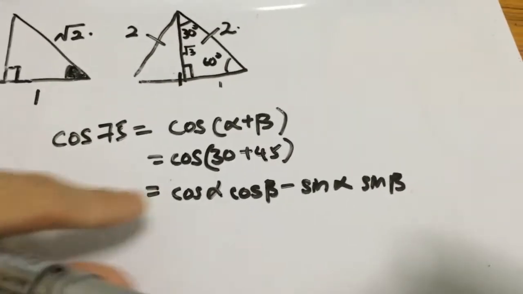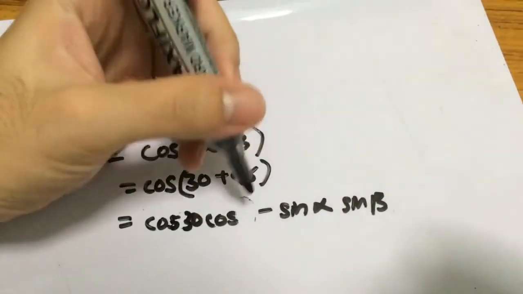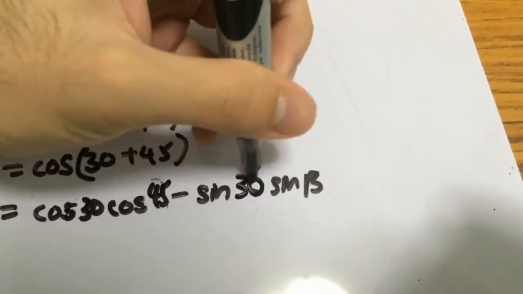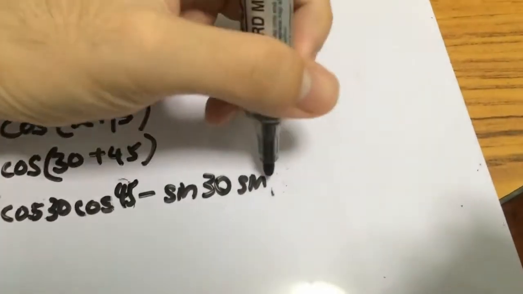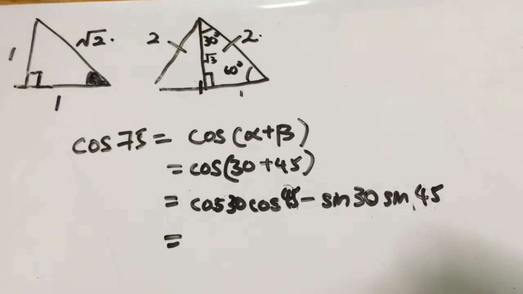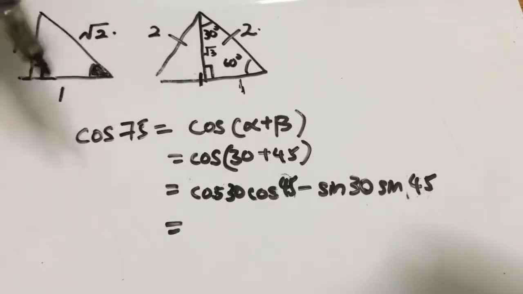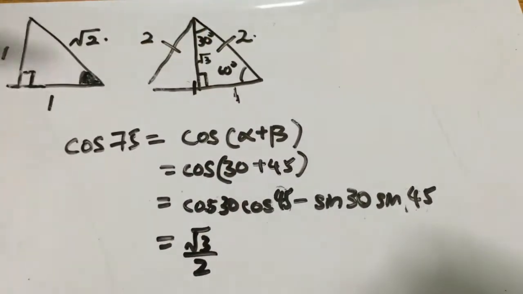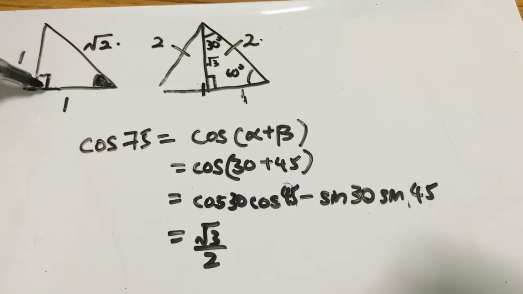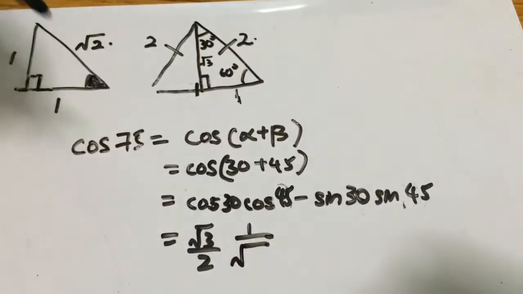So what we do is that we change alpha to become 30 and beta to become 45. And then we can just straight away solve using the right angle triangle as well as the equilateral triangle. So cosine 30 is what? Cosine 30 is adjacent over hypotenuse, which is square root 3 over 2. Cosine 45 is also adjacent over hypotenuse, so it's 1 over square root 2.